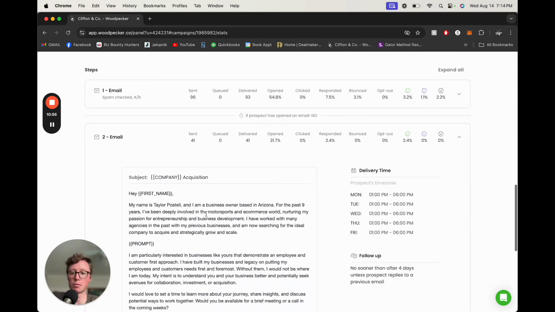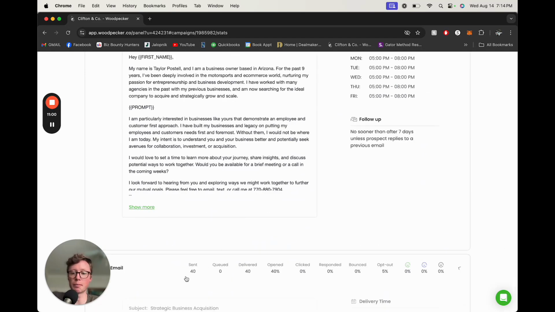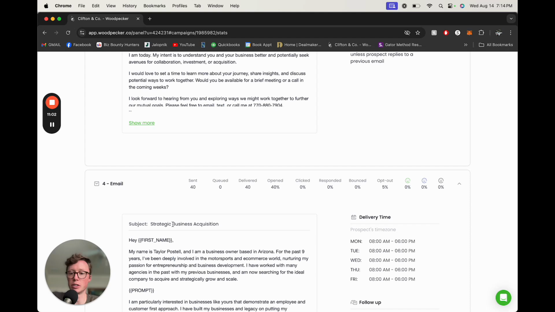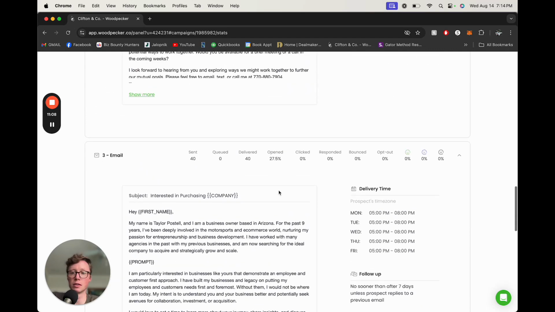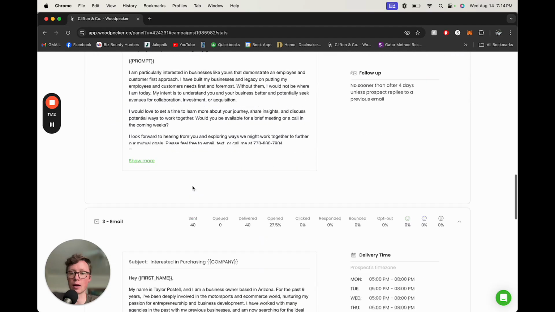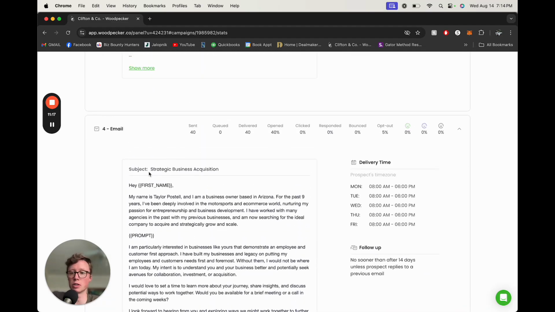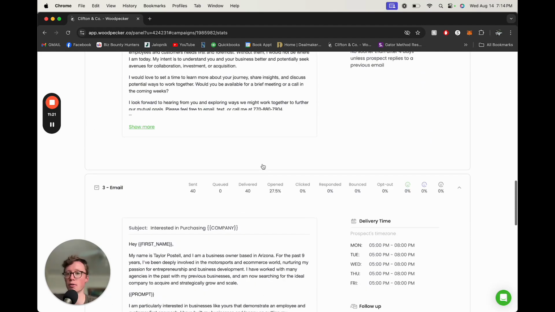Let's see. Yep. Company acquisition. Interested in purchasing company name. Strategic business acquisition. So this one did pretty well for the no side. Got 40%, 27, 31. So out of the least likely chain to open, strategic business acquisition yielded the best result, though. Also one I would definitely test.